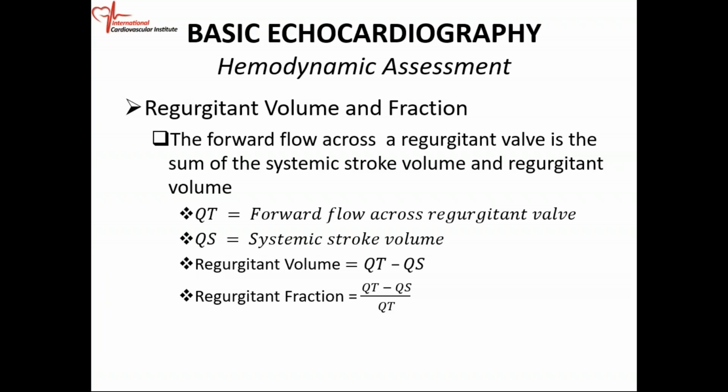If you think about it, you just need to think about these things. If you have significant regurgitation, you're going to get a large volume of blood going from the left ventricle across the mitral valve and into the left atrium. If you have just a little bit of regurgitation, then you're going to have a small volume of blood going from the left ventricle across the mitral valve into the left atrium. So the volume of blood that's regurgitating will tell you how significant or how severe the regurgitation is. Does that make sense?